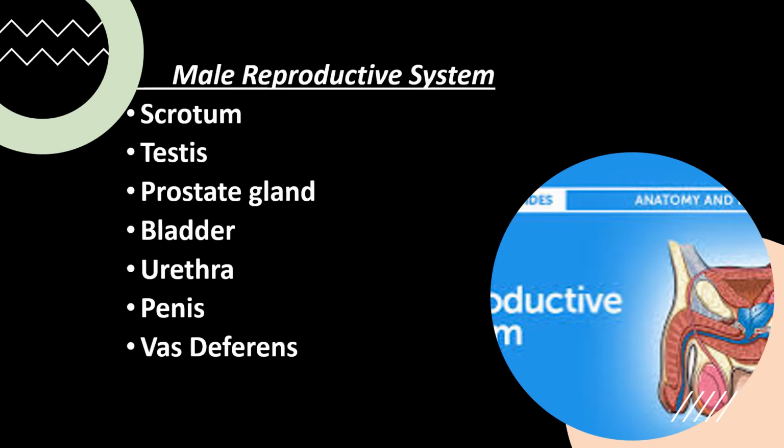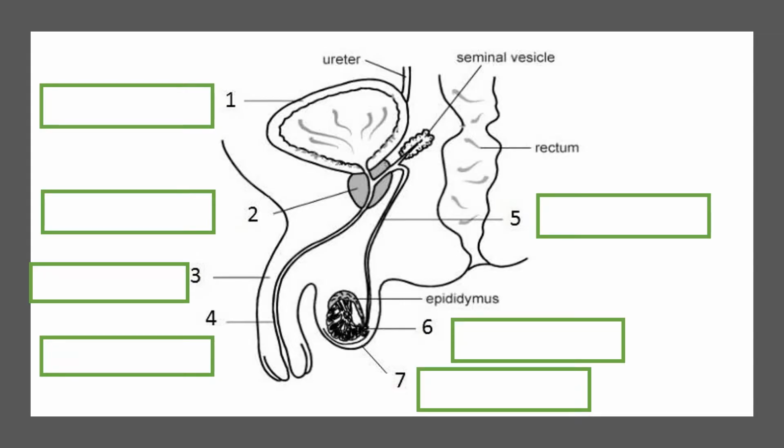Let us have an activity wherein you will be identifying the parts of the male reproductive system. Given these parts such as the scrotum, testis, prostate gland, bladder, urethra, penis, and vas deferens, may I request you to pause this for a while and identify the parts. Great job! So I think you are now ready to know the right answers. So here are the correct answers.